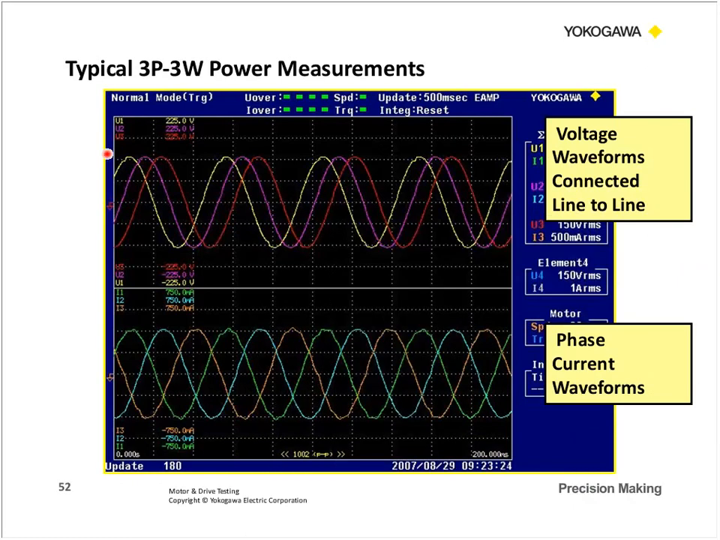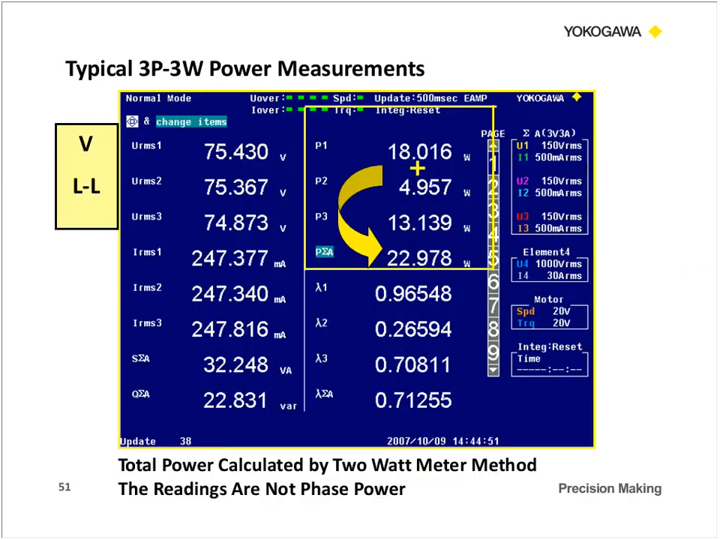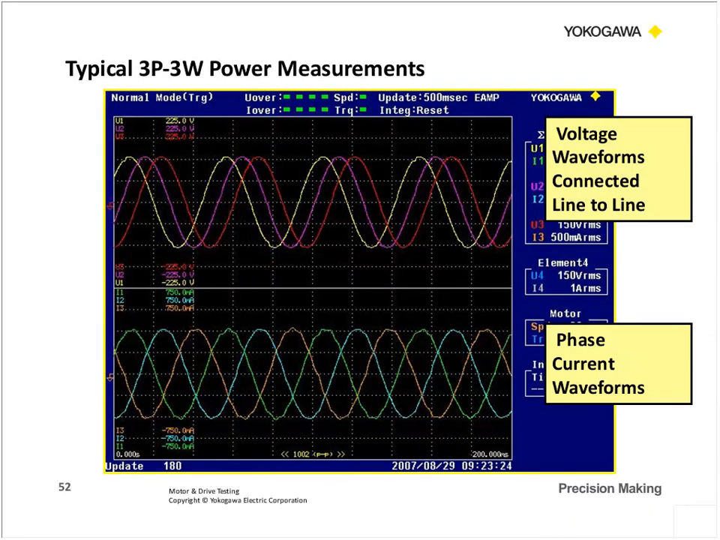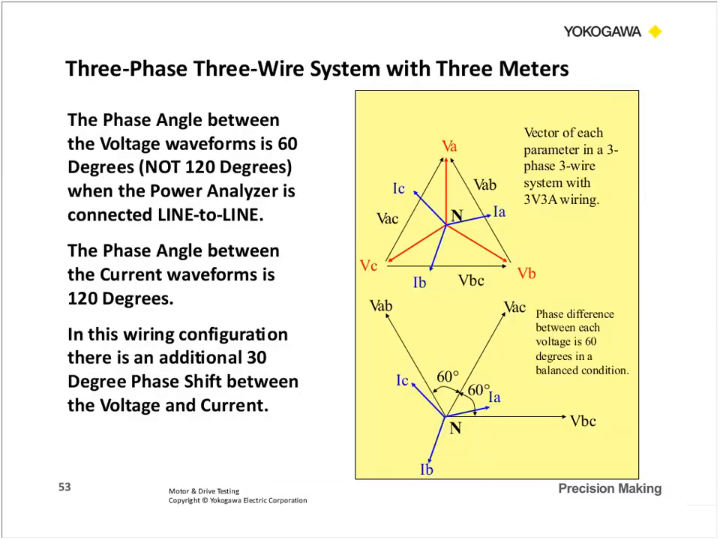Okay, remember this unbalance, what appears to be an unbalance. So the voltage waveforms are connected line to line, and they're 60 degrees apart, and these are true phase currents at 120 degrees apart. So if we do a little vector diagram, this is what we call the delta. We're hooked up, if we call ABC, voltages from B to A and C to A and maybe C to B. Hook them up the way the manufacturer tells you.